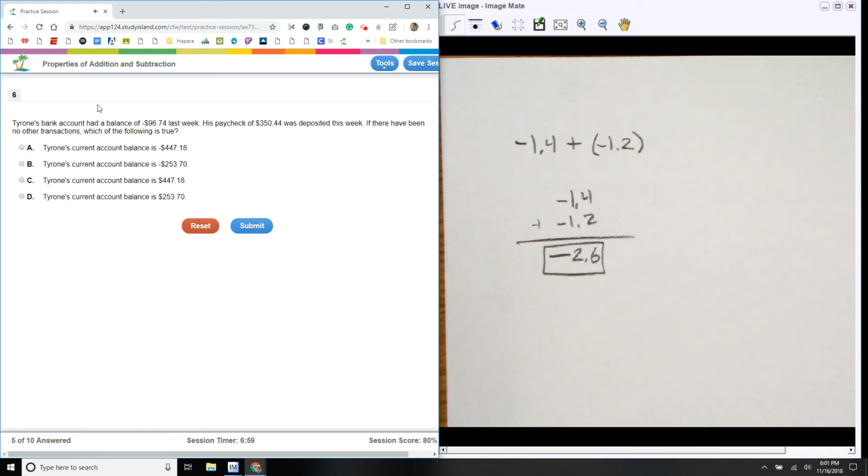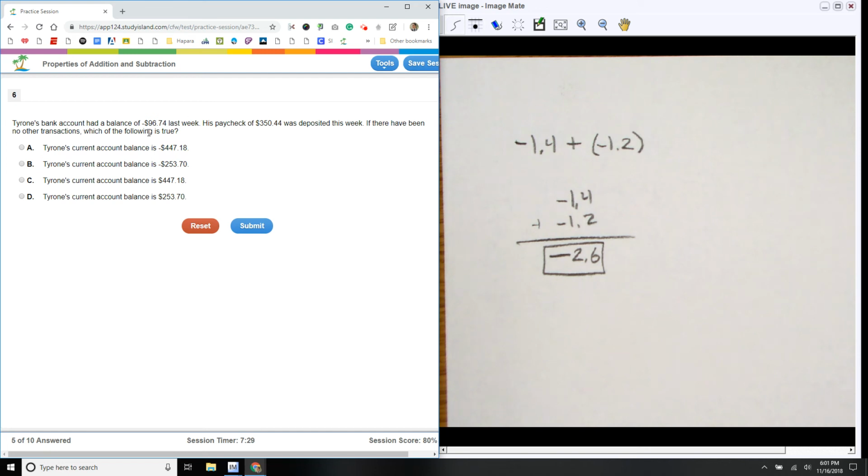Number 6, Tyrone's bank account had a balance of negative $96.74 last week. His paycheck of $350.44 was deposited this week. If there have been no other transactions, which of the following is true? He's got different balances. So let's find his balance. He started with negative. That means his account was overdrawn. He owed money. But he put his paycheck in there, so he made up for it. So we're just going to add these two amounts together.